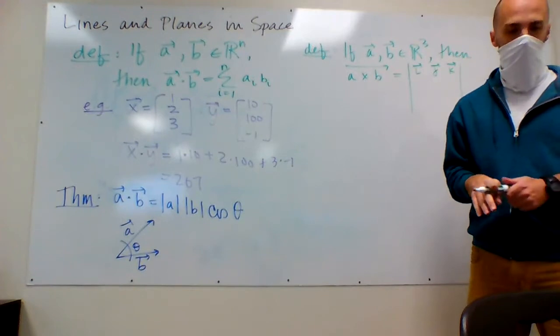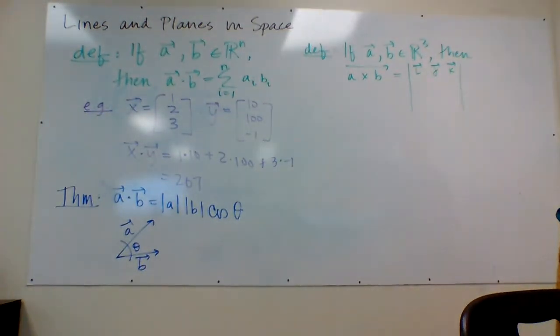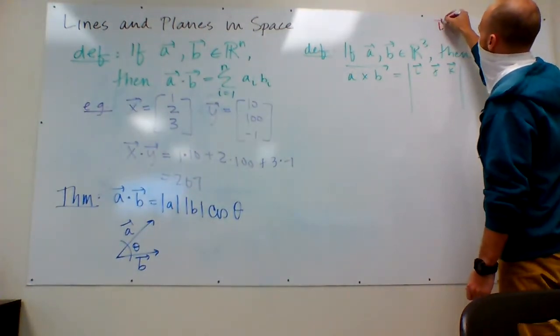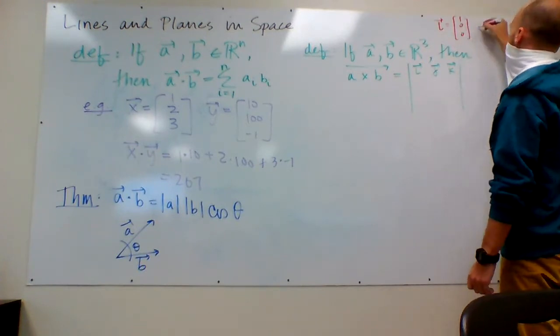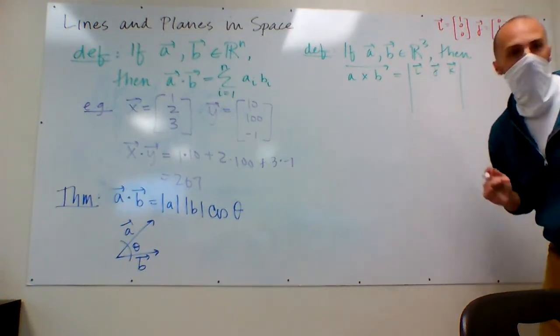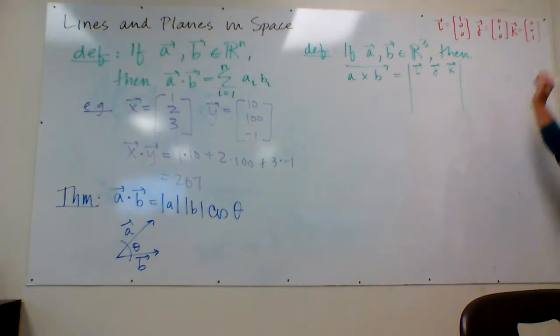I'm realizing, early in this course, I might need to go over here and remind you what i, j, and k are. i is the unit vector in the x direction. j is the unit vector in the y direction. Let's see, okay, I think I do have enough room on camera to put that in there. k is the unit vector in the z direction.